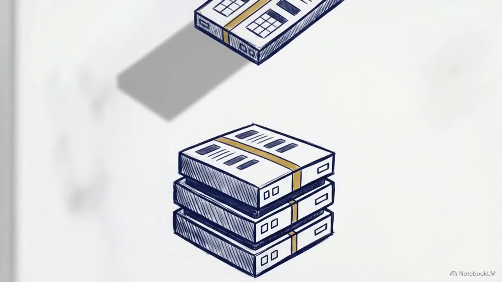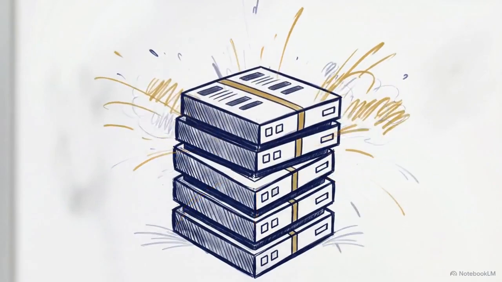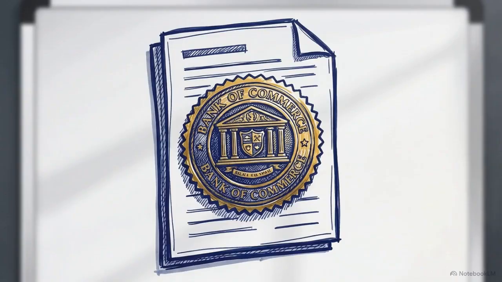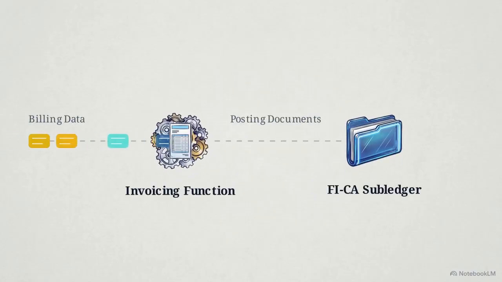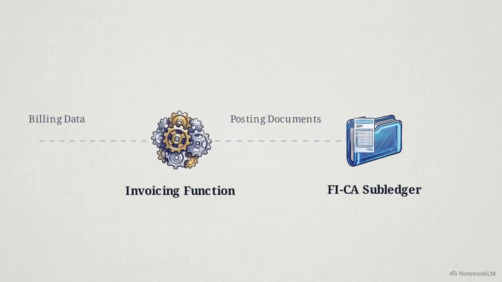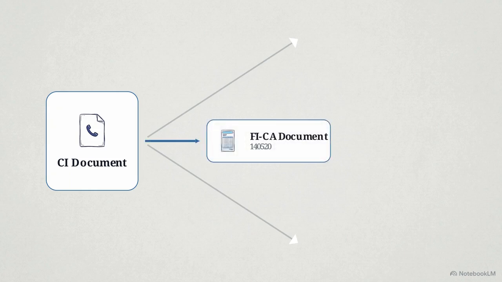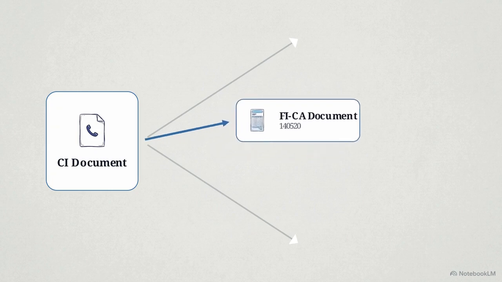All of this data structuring is useful, but in SAP BRIM, an invoice is financially meaningless until it hits the ledger. That requires element 4, the posting documents. During the run, the invoicing function automatically derives the required accounting entries and creates one or more posting documents directly in the FICA subledger. This establishes a one-to-one, or sometimes one-to-many, relational linkage between the central CI document and the resulting financial records.